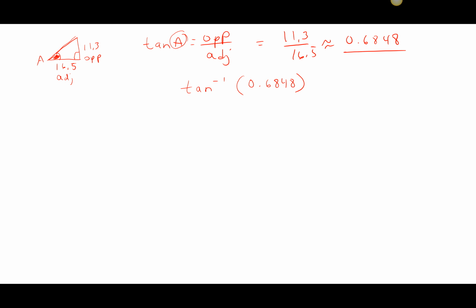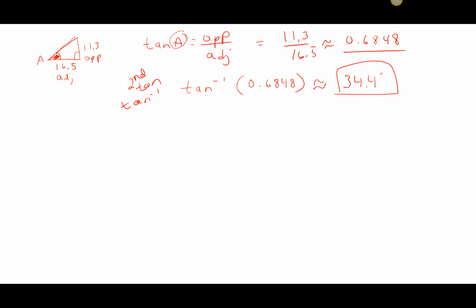0.6848. So again, you're going to hit second, that little second key up at the top. You're going to hit second tangent, and that gives you tangent to the -1, okay? So when you do that, you get 34.4 degrees. And again, please try to type that in and make sure you understand that.